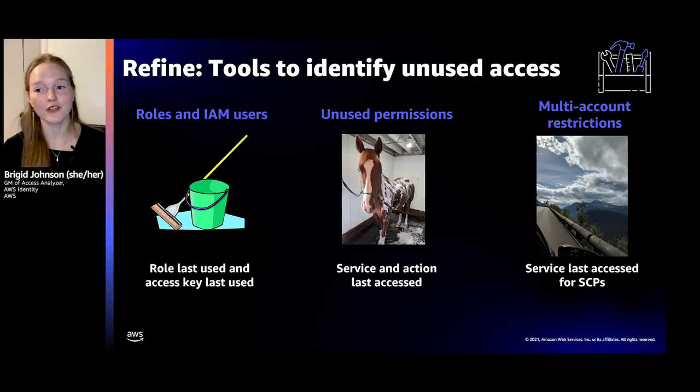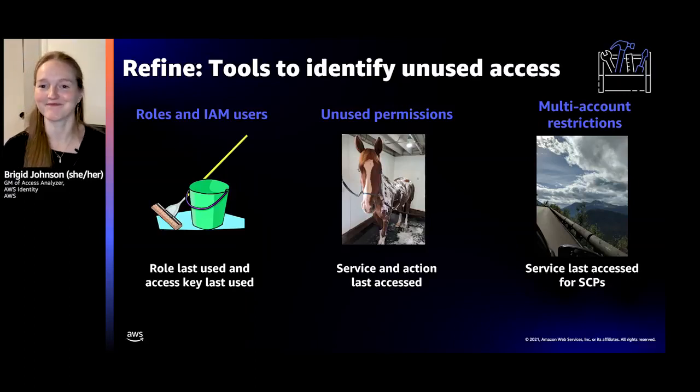Then for the roles that are in use, you want to double click and refine them further by identifying unused permissions. And to help you do that, we provide service last access and action last access. And if you didn't know, we actually added a few more services to action last access this year that we'll show you as well. And then when you're like, okay, I want to bump up some of those guardrails across my accounts, we actually provide service last access for SCPs. So you can go look at your SCPs, see which services you haven't used, and then yoink out the ones that you haven't used and just deny access.